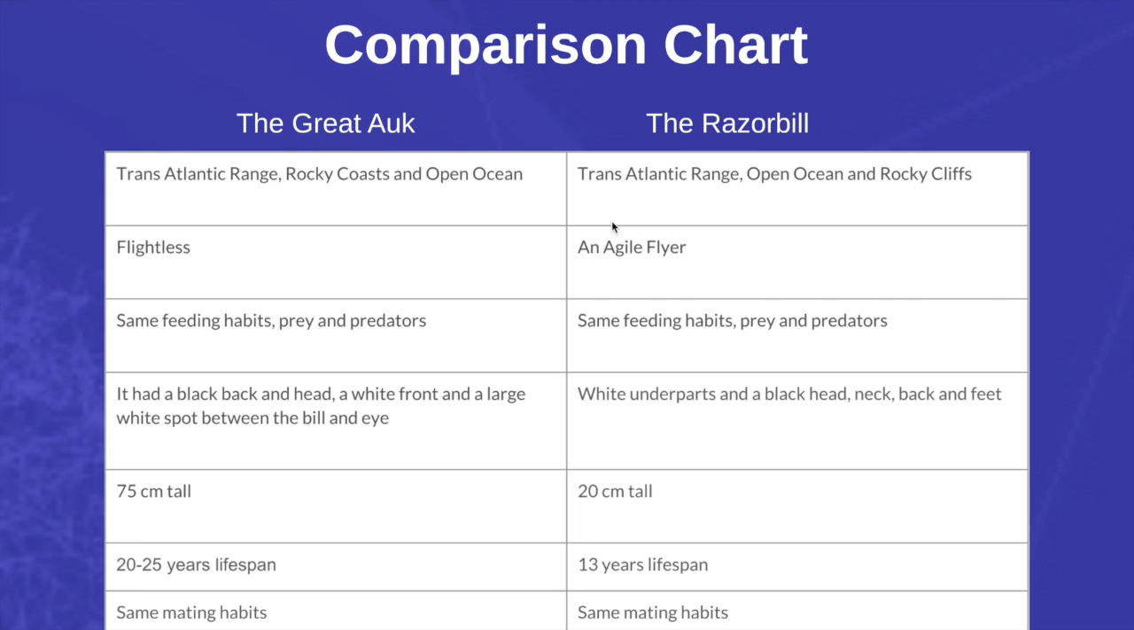Another big difference between the great auk and the razorbill is that the great auk was much bigger. The great auk was 75 centimeters tall, whereas the razorbill is 20 centimeters tall. The great auk has a 20 to 25 year lifespan, and the razorbill has only a 13 year lifespan. However, both of these species have the same mating habits. And as I said before, I will talk about how we can alter these distinct genes like the flightless and the flyer and their sizes later on.